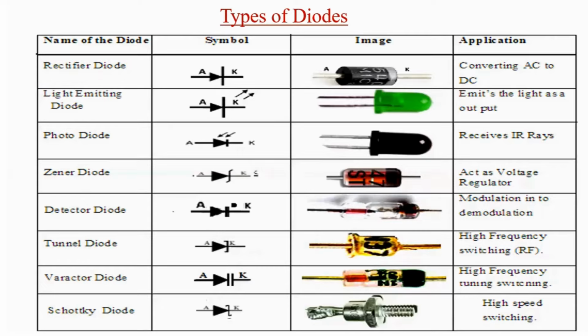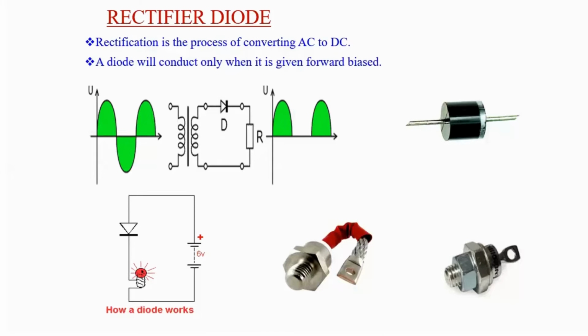Okay, you have tunnel diodes, high frequency diodes, varactor diodes. Again, this is a high frequency diode. Then you have Schottky diodes. For microwave oven or microwave signals, which are very high frequency signals, there we will use a Schottky diode, right? So these are the different types of diodes you have to remember.